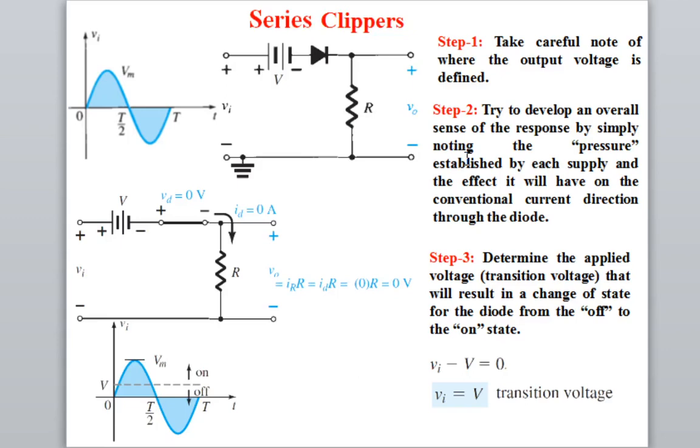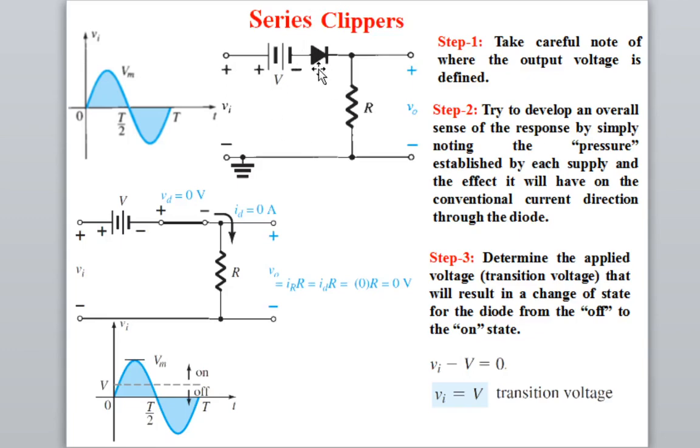Now the third step is very important. In step three, determine the applied voltage, simply called the transition voltage. If you see here, this was plus minus and the diode was in reverse bias, and then you apply this input voltage, which is plus minus. So initially the diode was in reverse bias, and before conducting current, the diode has to change its state.